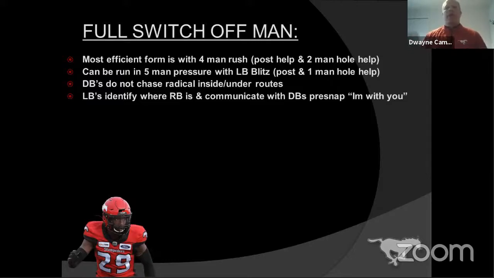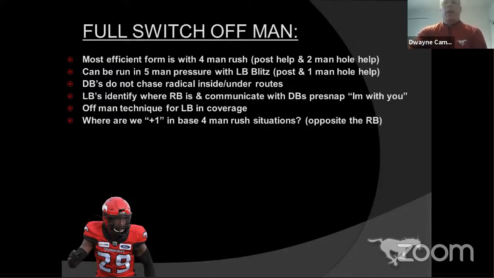But it's the radical underneath inside crossing routes. You will not take them. They do not belong to you. We'll work with the linebackers to remedy that, okay? Off-man technique for the linebacker and coverage, okay? So we're not mugging the running back at the line of scrimmage, right? And then pre-snap, identify where we are plus one in base four-man rush situations, okay?